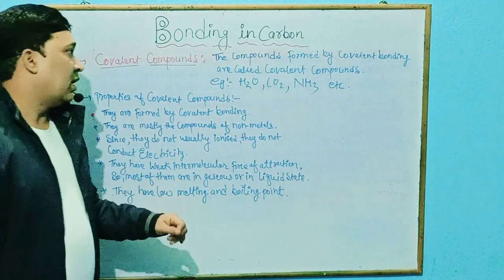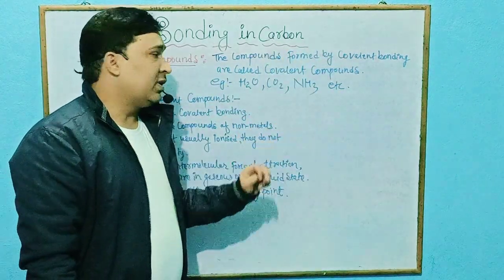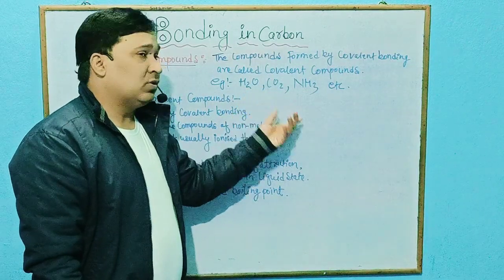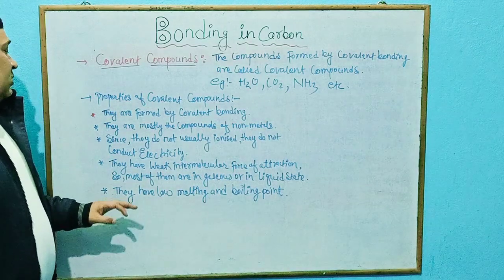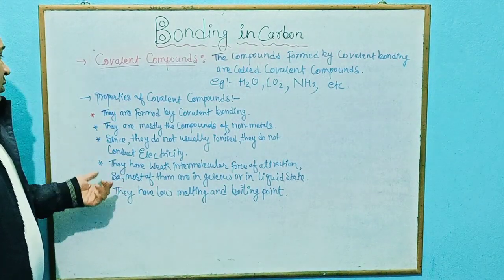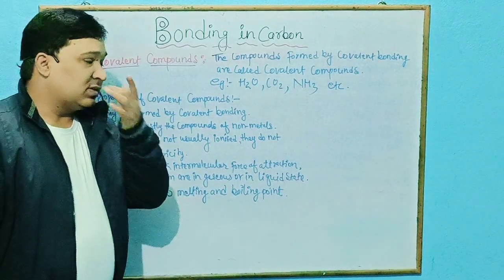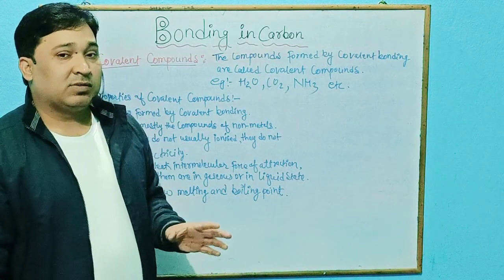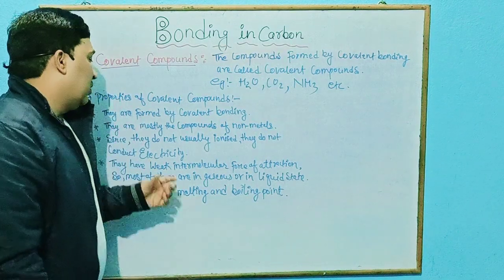Now let us recap once again. So covalent compounds are the compounds which are formed by the covalent bonding. For example, these are the covalently bonded compounds H2O, CO2, NH3, etc. Now, the properties are they are formed by the covalent bonding. They are mostly compounds of nonmetals that do not conduct electricity because they do not ionize. And we know that for the conduction of electricity, free electrons or ions are required. So they do not ionize.